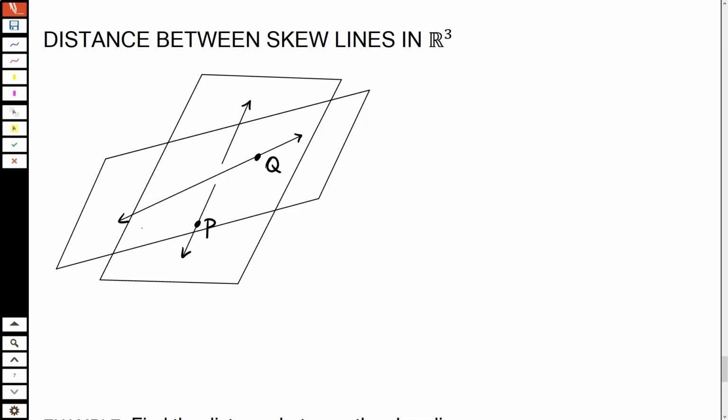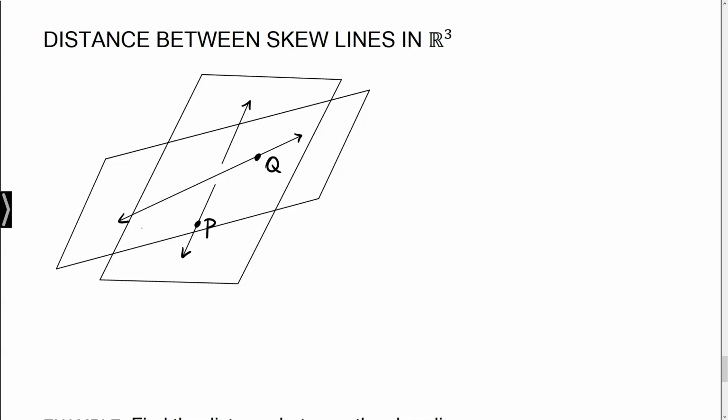So if we have direction vectors d1 and d2, then if we take the cross product of these, this has to be a normal to both of these planes. Why is that? Well, the normal to these two planes has to be orthogonal to d1, because d1 lies inside the one plane. It has to be orthogonal to d2 because d2 lies in the other plane. So that's the first step.